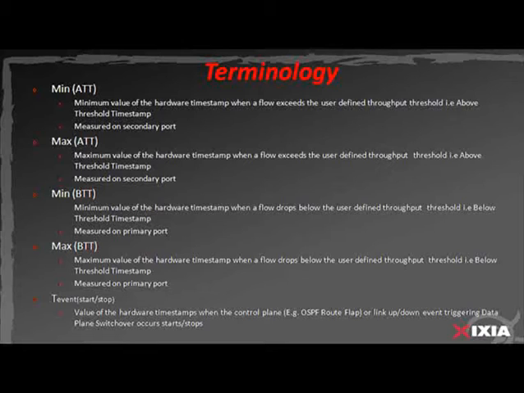There is a min BTT and the max BTT, which are minimum and maximum values of the hardware timestamp when the flow drops on a primary port below the user-defined throughput threshold. The min BTT and max BTT, as mentioned again, are measured on the primary port. There is also the event which is triggering the convergence to occur from the primary to the secondary port, which is known as the T event, or the timestamp of the event, when a control plane event such as an OSPF route flap, which will be used in this example, or a link down or a link up event which triggers the data plane switchover occurs. These specific terms will be used in the remainder of the chapters.